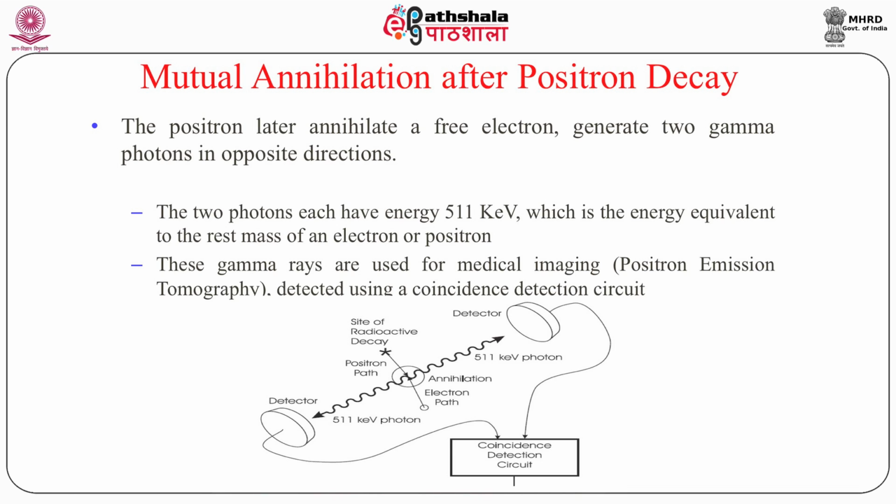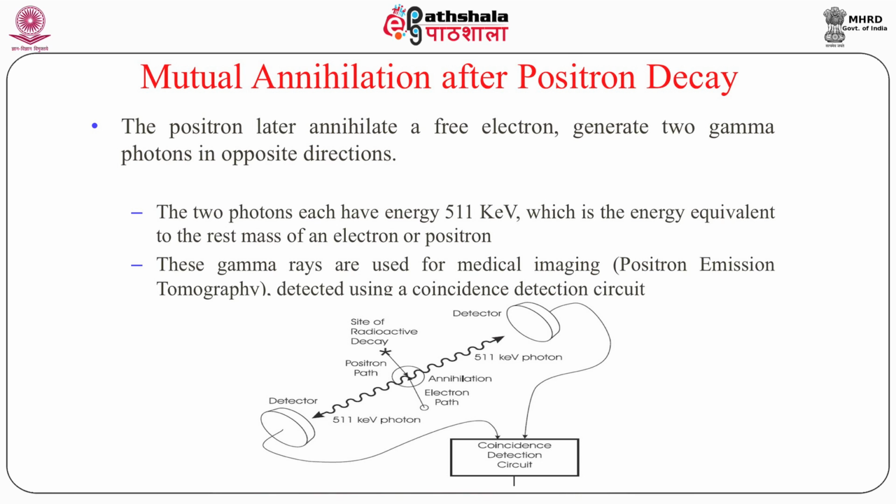The positron later annihilates with a free electron and generates two photons. If you see the positron, how it is being annihilated with the electron and how these two photons are moving in opposite directions. Whenever this particular interaction takes place, photons are coming in two different directions. These gamma rays are used for medical imaging, and that is why it is called positron emission tomography. They are detected using a coincidence detection circuit.